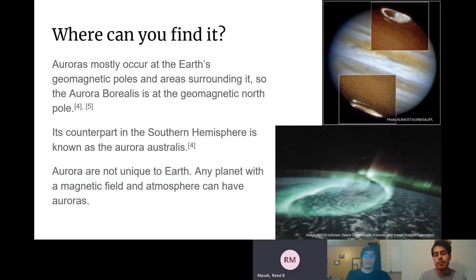So where can you find an aurora? On Earth, they most often occur at an area surrounding the geomagnetic poles. The aurora in the northern hemisphere is known as the Aurora Borealis, while its southern counterpart is the Aurora Australis. They're not specific to Earth, however. In fact, they can occur on any planet with a magnetic field and an atmosphere.